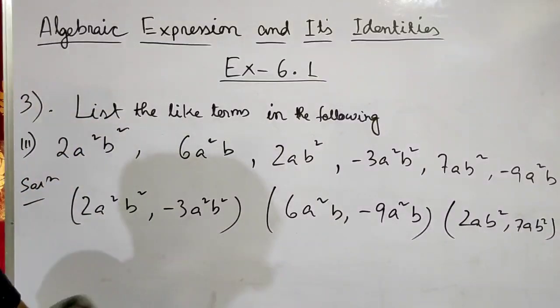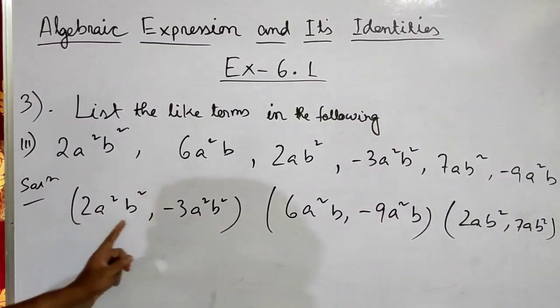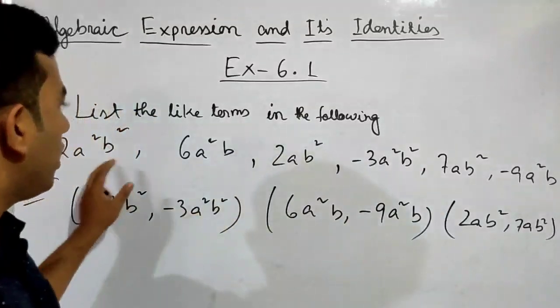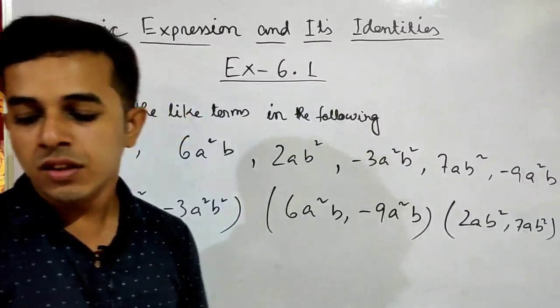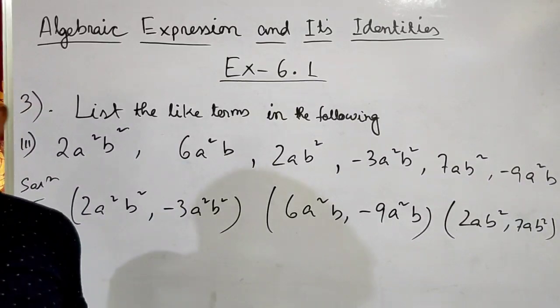So I think here all of the terms are the same as another one: 1, 2, 3, 4, 5, 6. 1, 2, 3, 4, 5. Yes, all of the terms are the same. Okay.